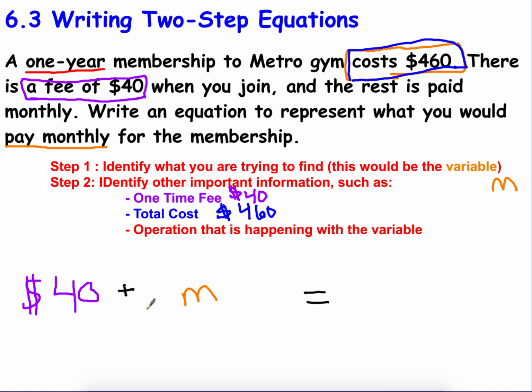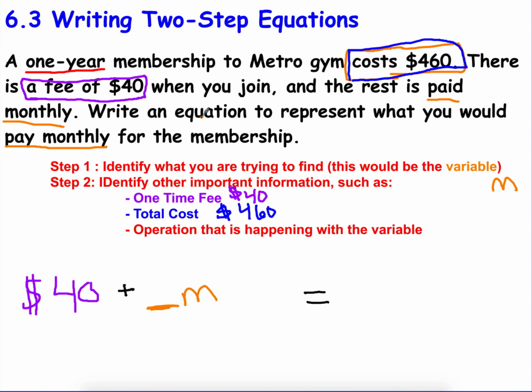But there should probably be something attached to the variable here, because don't you have to pay monthly? If I pay monthly, how many months are in that one year? If we think about it, there are 12 months in a year. So that means I need to make 12 monthly payments.